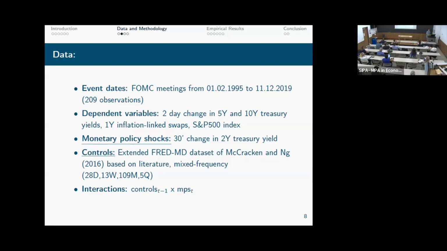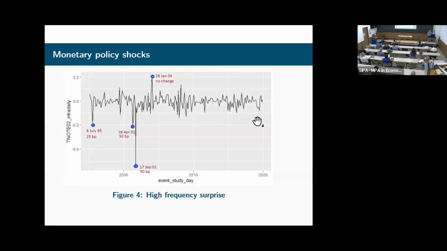In terms of monetary policy shocks, we are using the 30-minute change around the FOMC meetings. This is how our shocks look like. As you can see, it's centered around zero. And it captures the surprise component. For example, on 18 April 2001, the change was a 50 basis point decline in the rate, but some part of it was already expected by the market. So the surprise component was just 20 basis points.